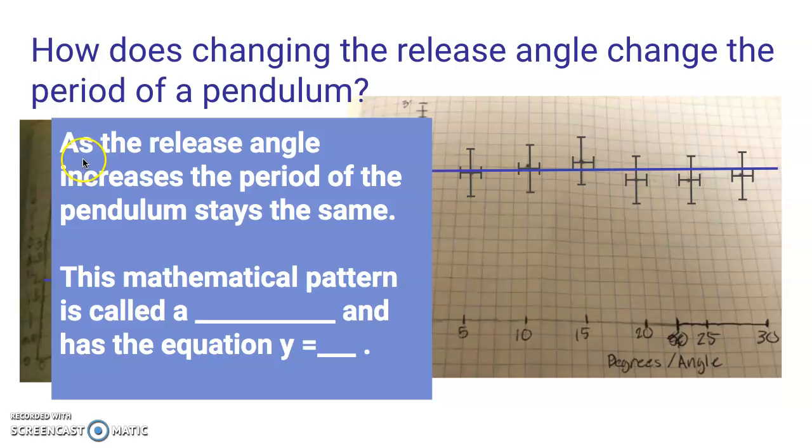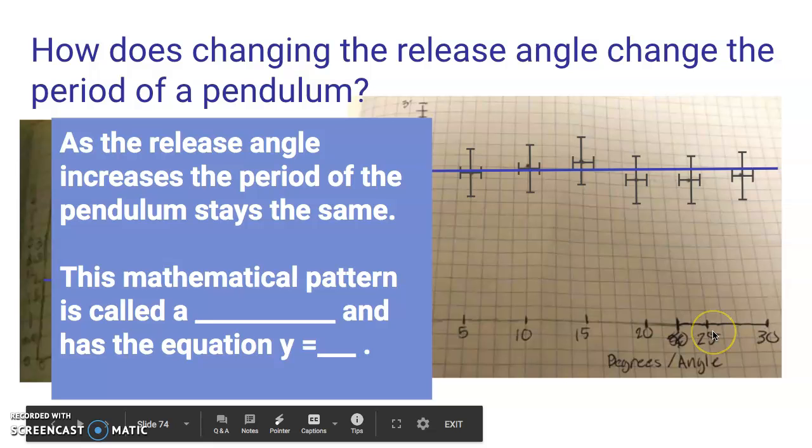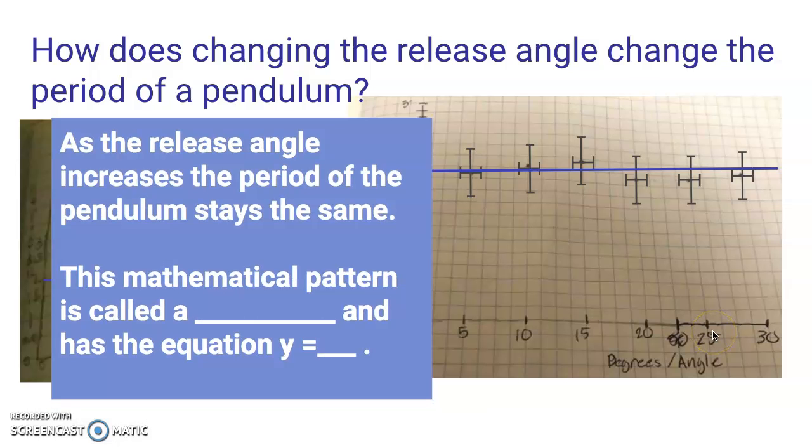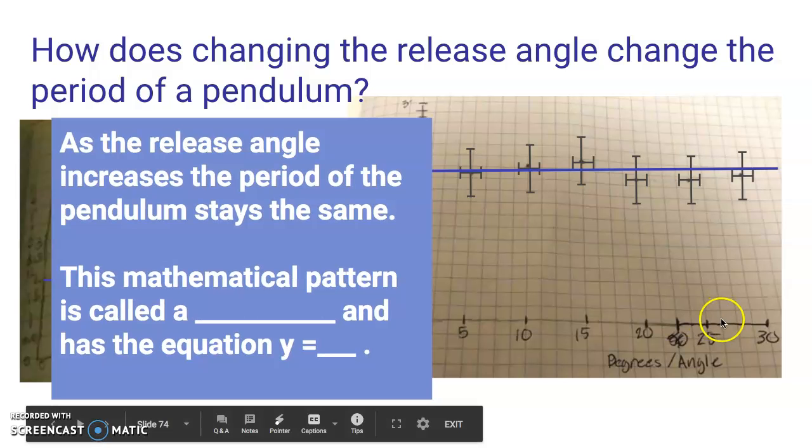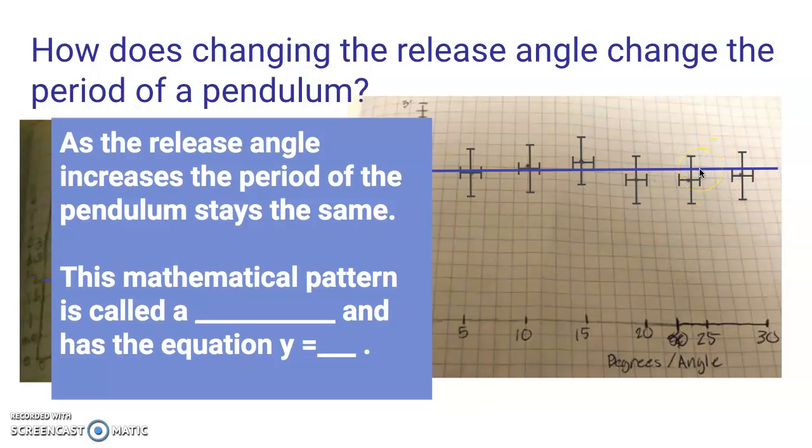And so what this is telling us is that as the release angle increases, the period of the pendulum stays the same. And some of you, I remember from class, even predicted this. Some of you said that because the further you pull it back, you might think it will take more time to swing back and forth. But you said, it might take more time, but it actually will be going faster. So you kind of thought those two things would even out. And you were actually totally right. Those two things do even out, and the pendulum's period does stay the same.